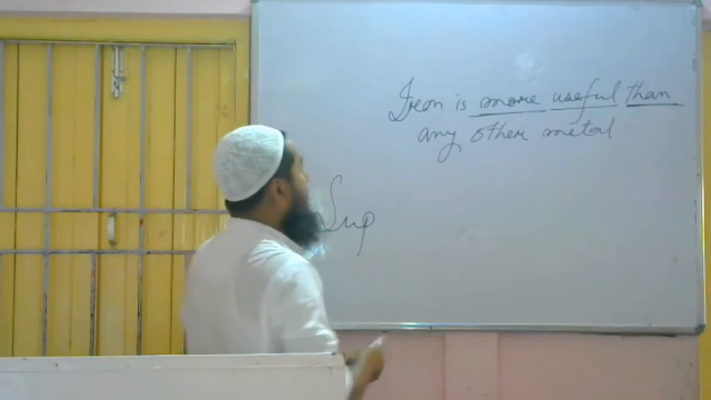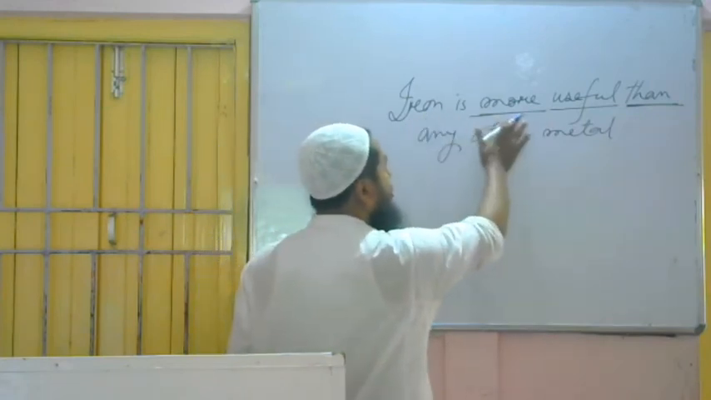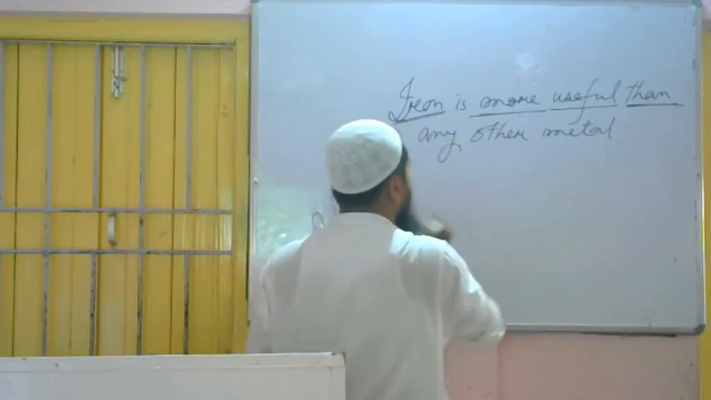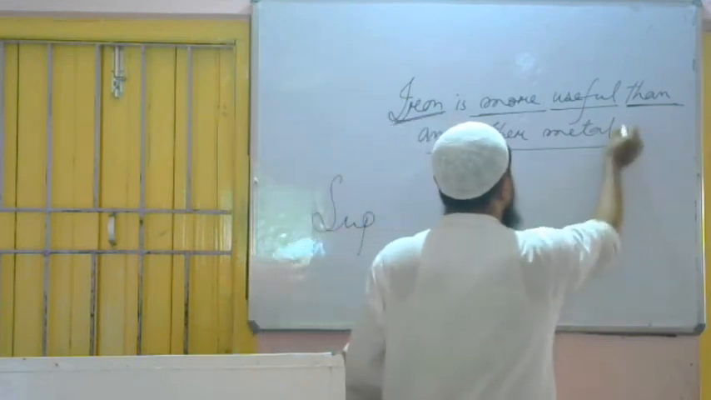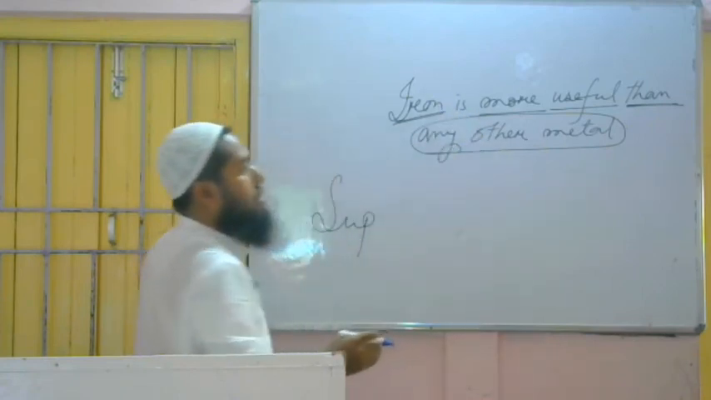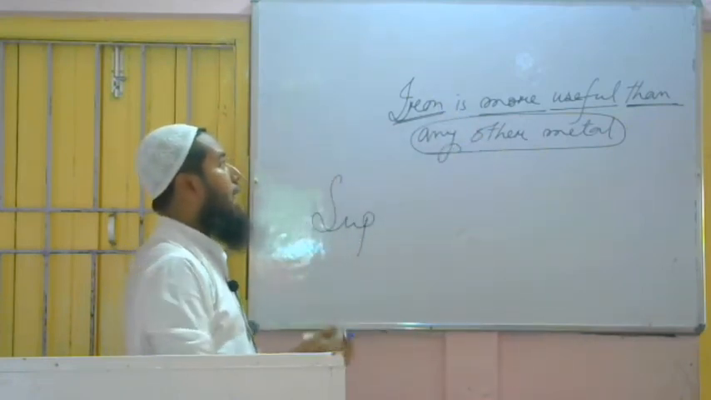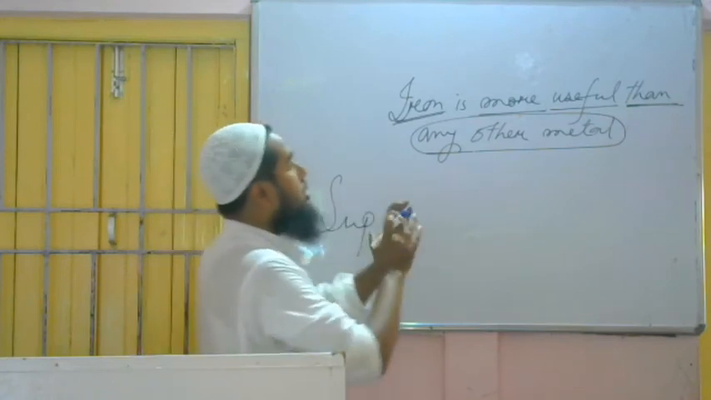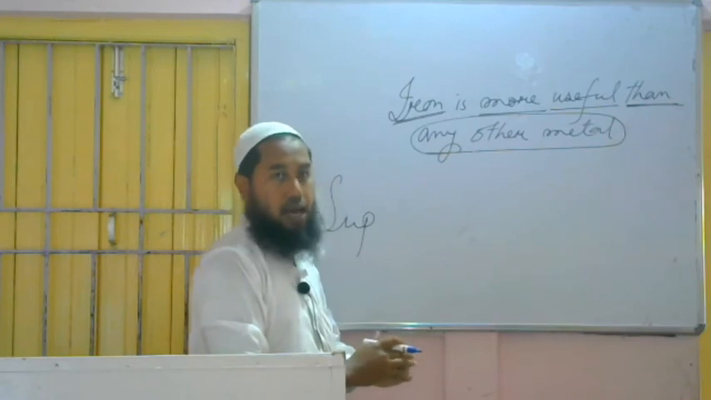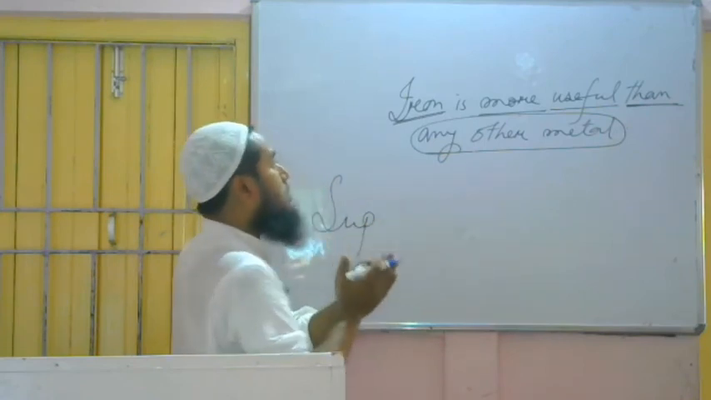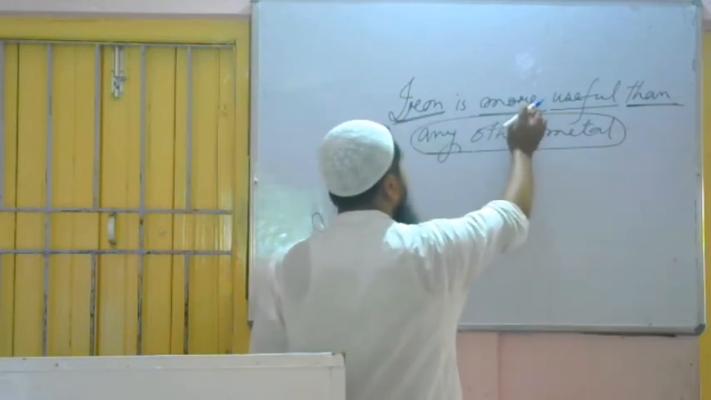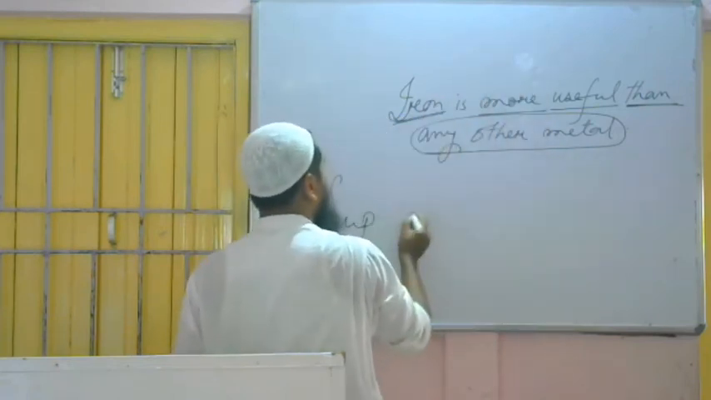Okay. So it is said, iron is more useful than any other metal. That means here one group is iron. Another group is any other metal. Now in between these two groups we compared. Now we have to tell that iron is useful among all the metals. So when we use the superlative form, then what to use? The superlative form of the adjective. So here it is "more". The superlative form of more is what? Most.